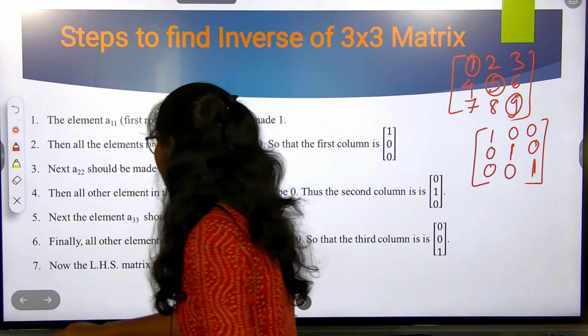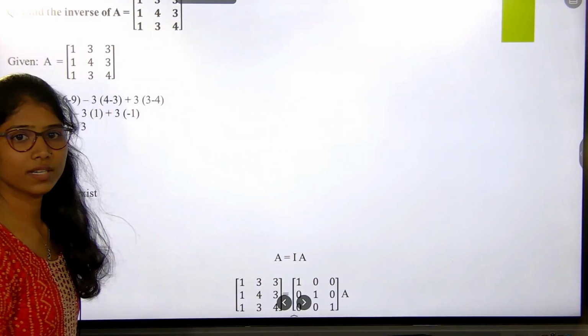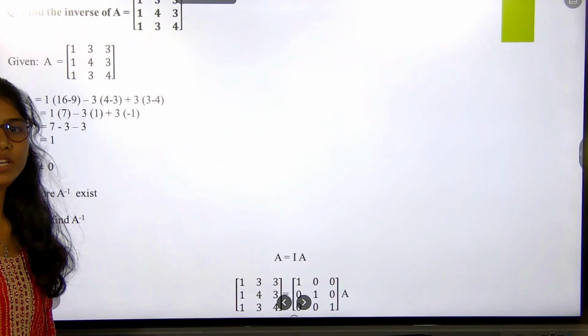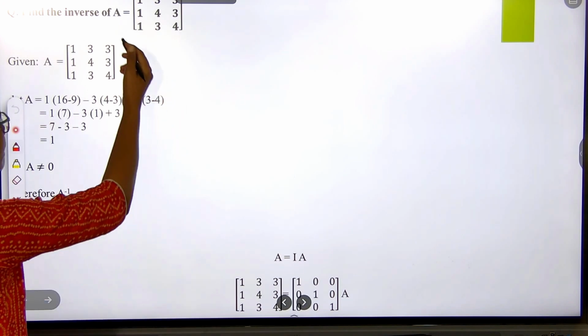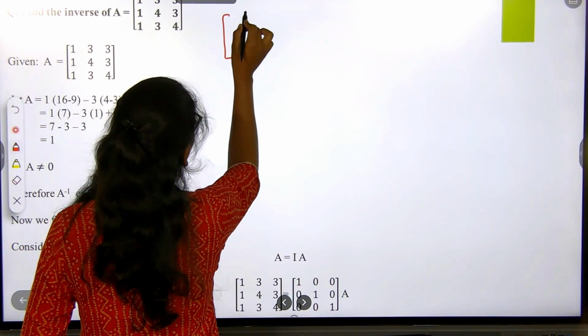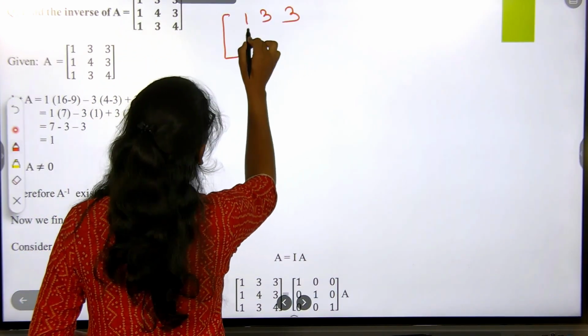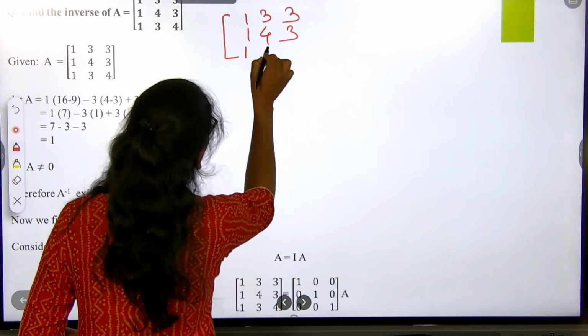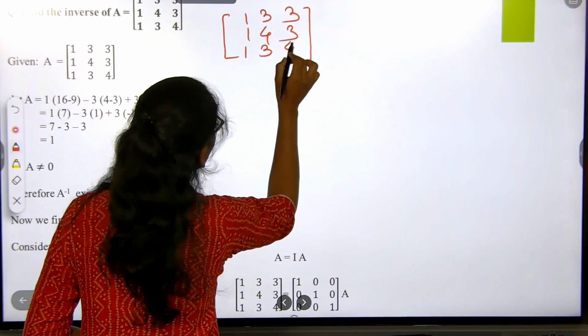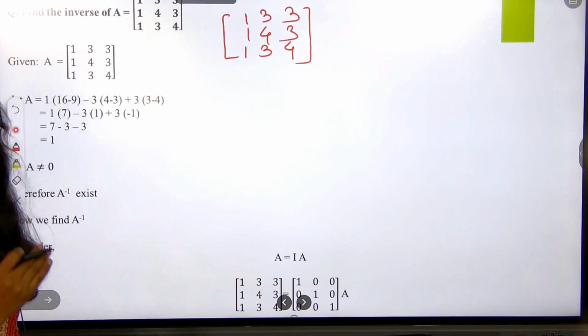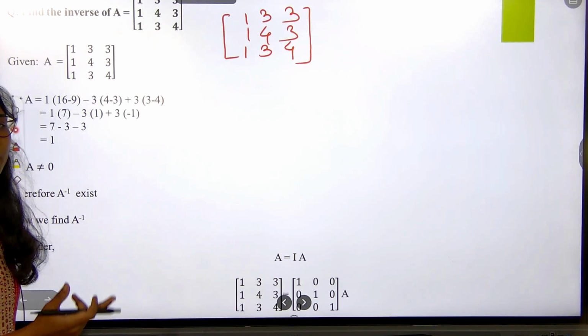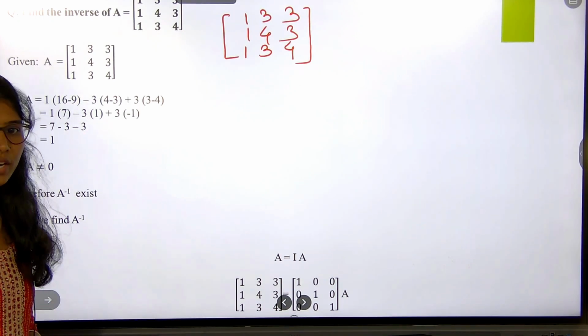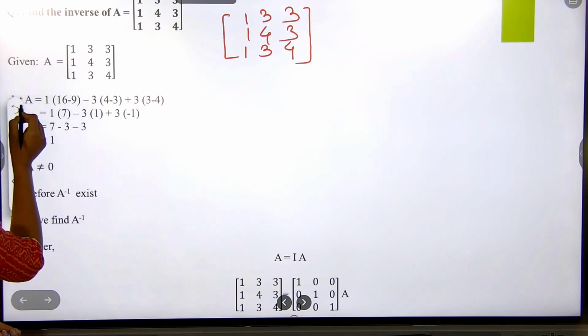Next, we consider one example: find the inverse of A, where A is 1, 3, 3, 1, 4, 3, 1, 3, 4. First of all we have to find the determinant. If the determinant is not equal to 0, then A inverse exists. So first of all we find the determinant of A.